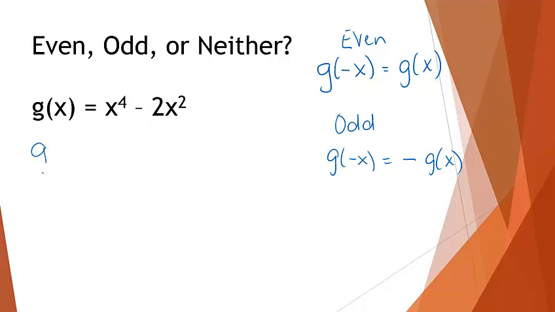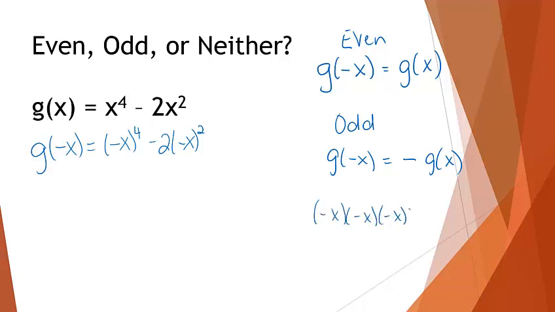So let's begin by evaluating function g at negative x. We know that means we're just going to replace our x value with negative x. Then I know negative x to the fourth power means I've actually got 4 factors of negative x. So we'll scratch that out so you can see what it looks like over here. When you do that, you have a negative times a negative, which is a positive, times a negative gives us a negative, times another negative gives us a positive. Because we have an even number of negatives, this is going to come out positive. So we have positive x to the fourth.